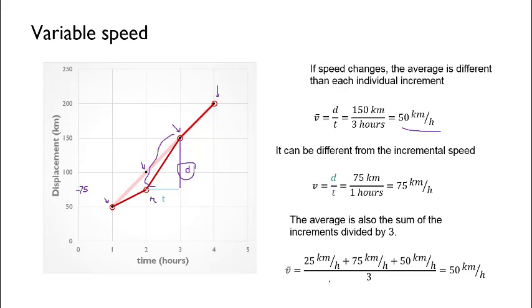Another way to get the average velocity is to sum up all your observations and divide them by the number of observations. If we looked at all our increments, including this one here, we'd see that the first one is 25 kilometers per hour. The second one, which we calculated, is 75 kilometers per hour. And then the last leg of this trip is 50 kilometers per hour. Adding these together gives us a total of 150 kilometers per hour. There are 3 observations. We'll divide by that, and we still end up with 50 kilometers per hour.